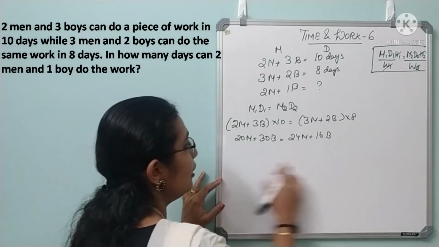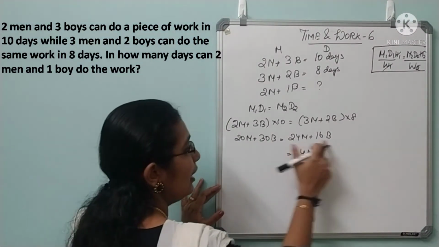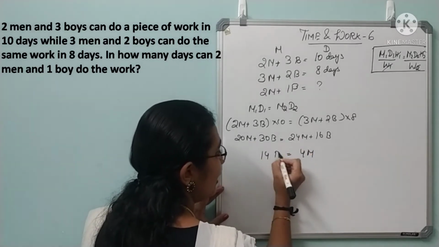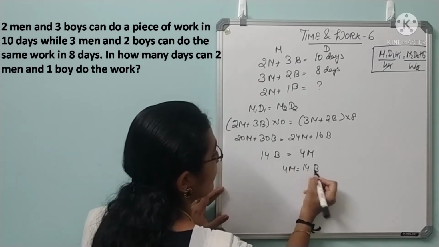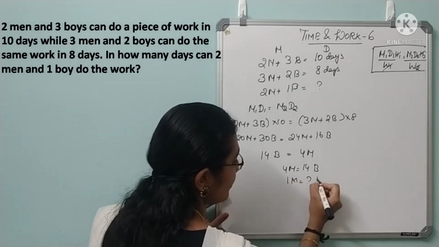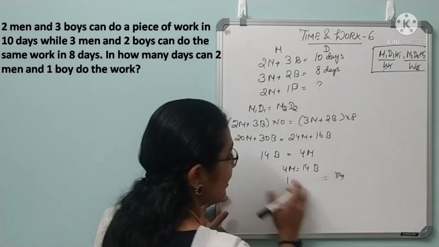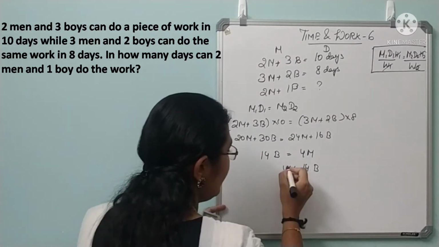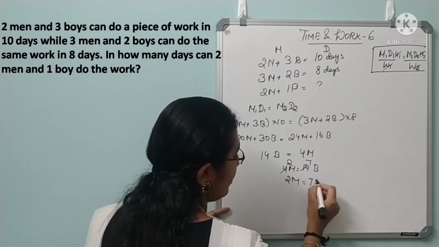So taking this 20 to this side, m terms to one side and b terms to the other side, it is equal to 4m, right? 24m minus 20m is 4m. Taking 16 to this side, 30b minus 16b is 14b, right? So 4 men is equal to 14 boys. So 1 man is equal to how many boys? You can simply stop here, okay? On simplification you get 2 men is equal to 7 boys, okay?